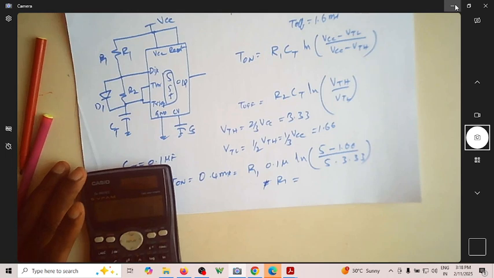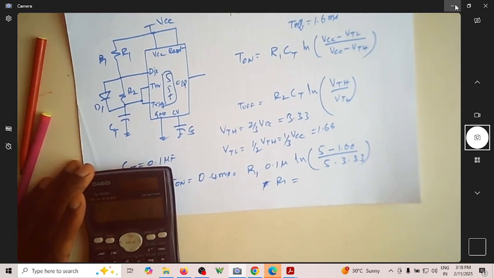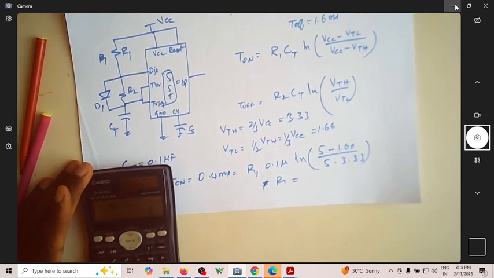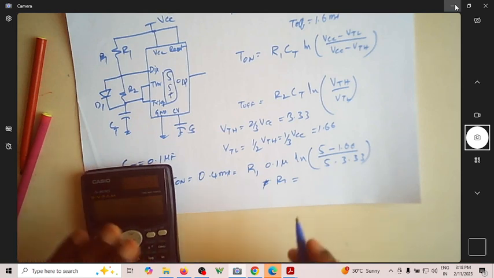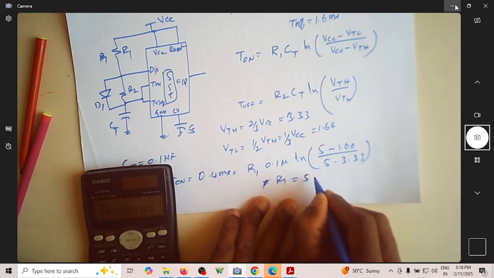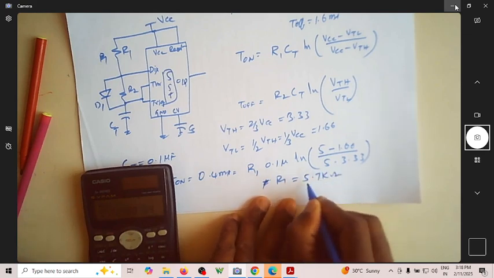R1 happens to be 0.4 times 10 to the power minus 3 divided by 0.1 times 10 to the power minus 6 times ln of (5 minus 1.66) divided by (5 minus 3.33). So R1 comes out to be 5.7 kilo ohm.